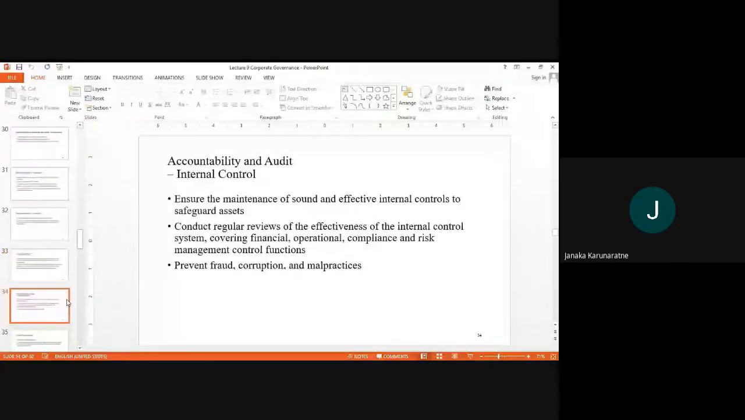Internal control is again an important element, part of risk management. Ensure the maintenance of sound and effective internal control to safeguard assets. Conduct regular reviews of the effectiveness of the internal control system, covering financial, operation, compliance, and risk management control functions.